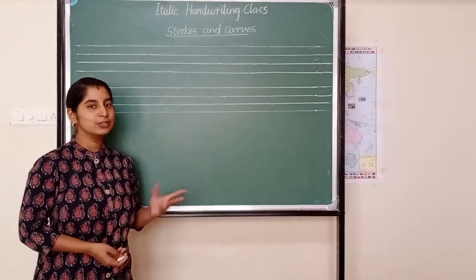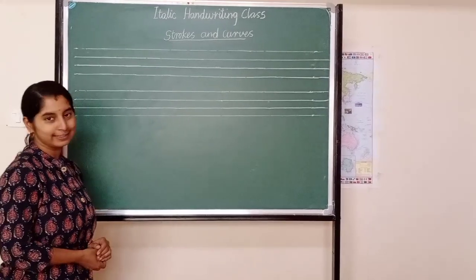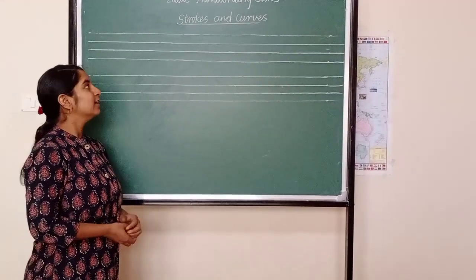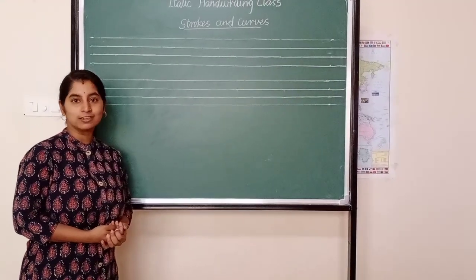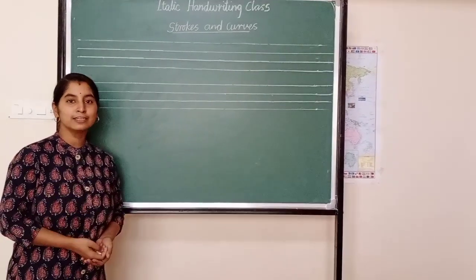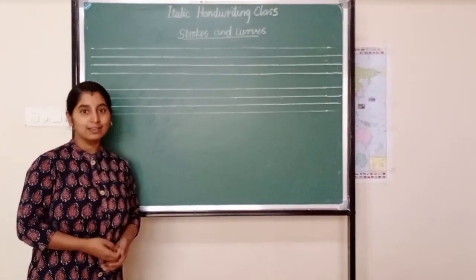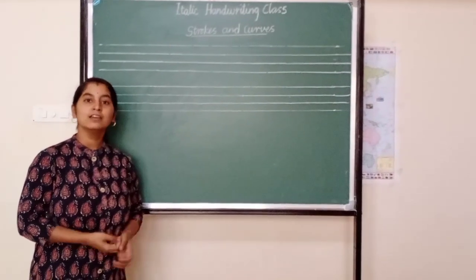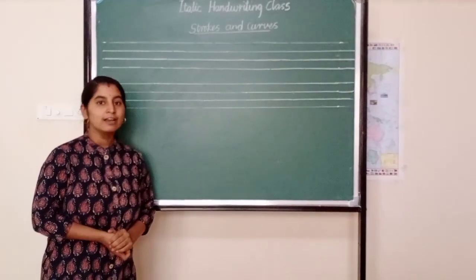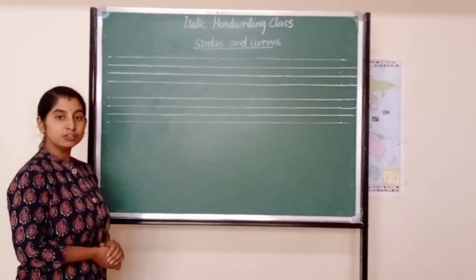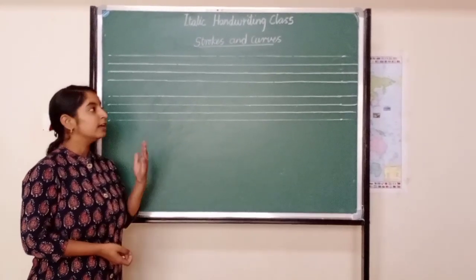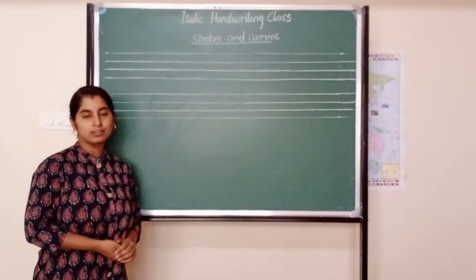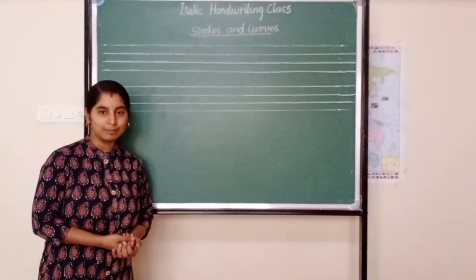Hi friends, today I am going to teach you italic handwriting and we are going to learn strokes and curves. Later we learn formation of alphabets, then joining and then the words and sentences. Friends, there are 18 strokes and curves. With those 18 strokes and curves, we are going to form alphabets.